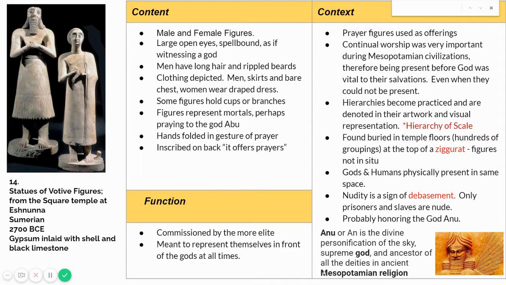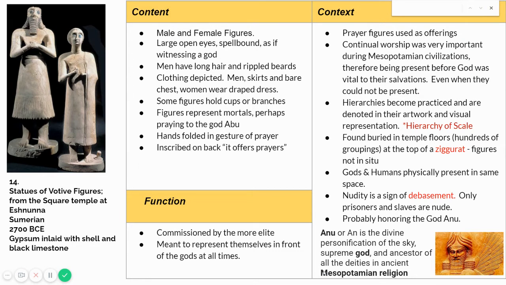They were commissioned by more the elite, or middle to middle upper class. And what they are meant to serve is they are meant to stand in place of themselves in front of the gods at all times. So, for example, as humans, we have multiple things that we need to accomplish within our daily task. But yet the Sumerians felt that it was very risky and very disrespectful to not offer homage and offer prayer to the gods at all times.